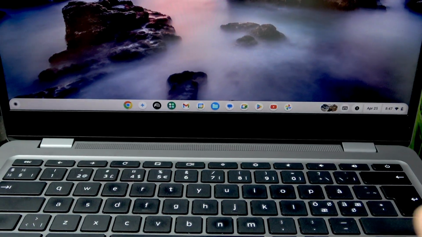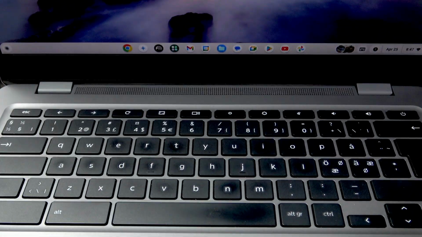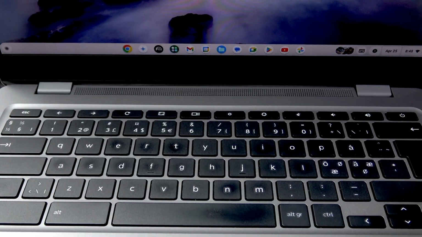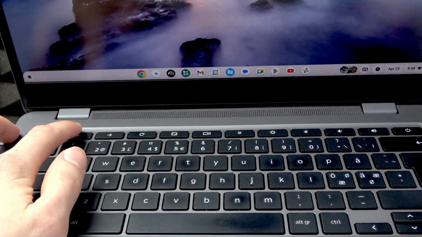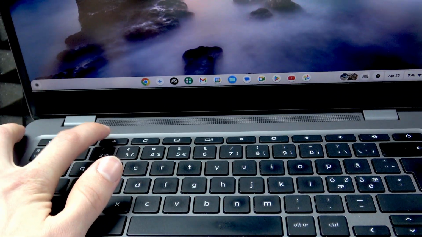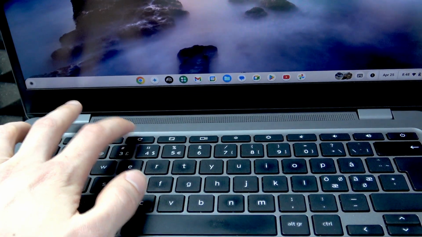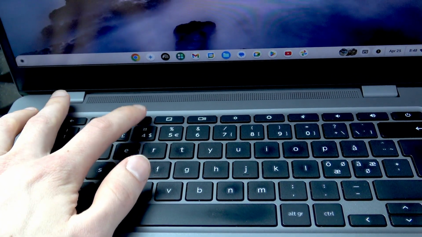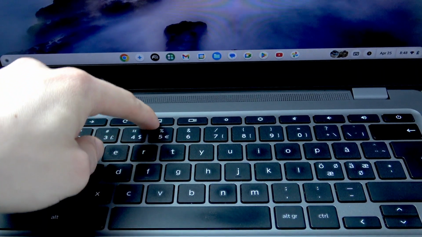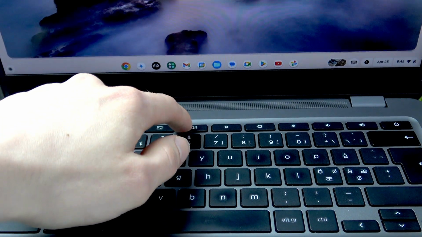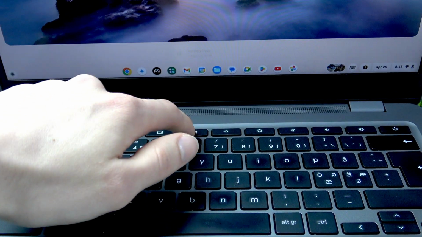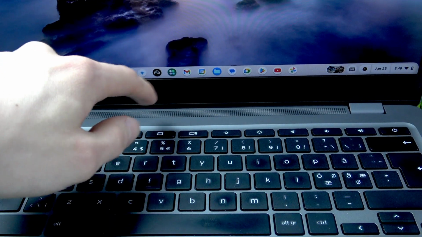So we have 10 function keys in total on our Chromebook. The first two are used to go to the previous and the next page. The third one is to refresh or reload the page. The fourth one is used to put an application on a full screen. The fifth is used to switch between different desktops.